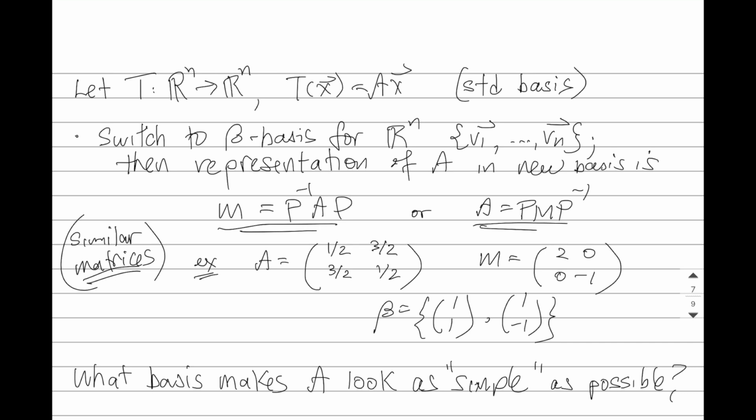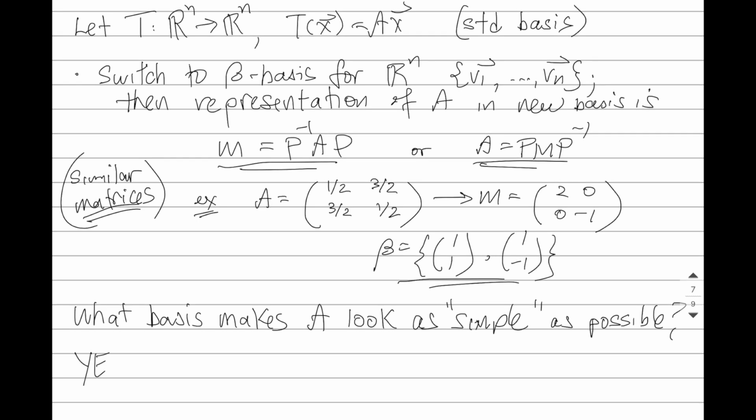So in the previous video, we had an A. We chose to switch into this new basis. And when we made that switch of basis, the representation of A became this new simple matrix, a diagonal matrix. Is there a change of basis that will make A look as simple as possible? And the answer to this is yes. We're going to choose eigenvector basis. But let's take a look at it in a general way.